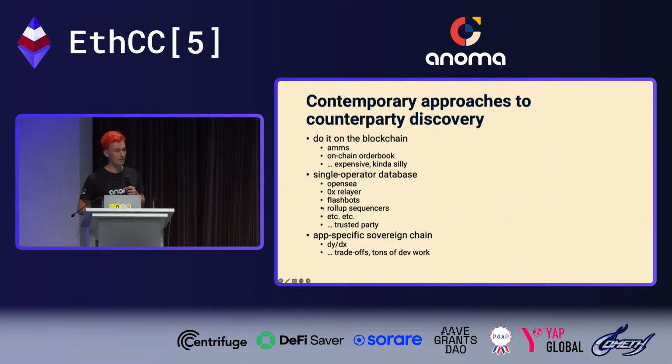The other answer is you centralize the entire thing and you run a single operator database. OpenSea does this, they run a single Web2 server that does this. The 0x relayers do this, Flashbots does this too, where everyone signs a thing, sends it to Flashbots, and Flashbots sends it to Ethereum. All the rollup sequencers, whether it's Arbitrum, Optimism, or Starknet, do this. And generally speaking, we've tried to make sure that at least they can't steal funds. But they can, of course, always censor transactions and exclude people.